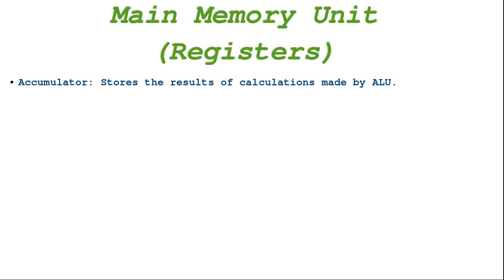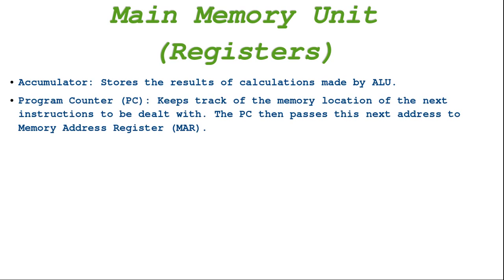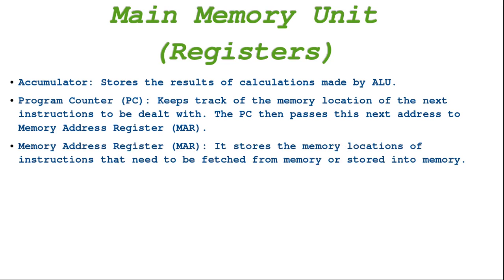Now coming to the main memory unit, registers. Accumulator. Accumulator is a register that stores the results of calculations made by the arithmetic logic unit. Program counter, or PC in short, keeps track of the memory location of the next instruction to be dealt with. The PC then passes this next address to the memory address register.